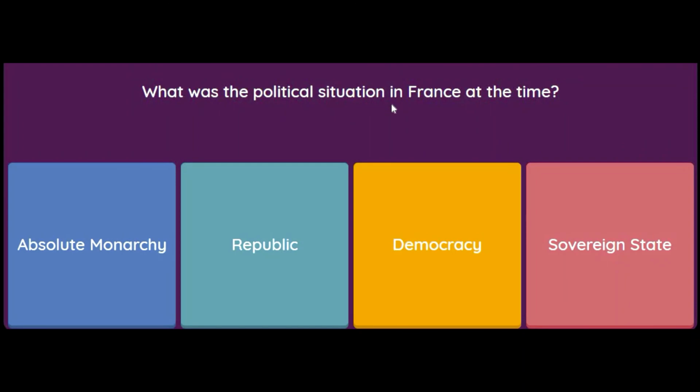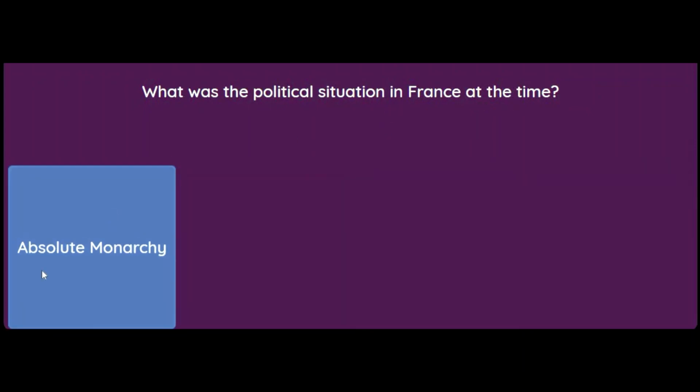What was the political situation in France at the time when this happened? Absolute monarchy, republic, democracy, or sovereign state? So we know, we have discussed it in a number of MCQs. At that time, France was under a total monarchy type of political situation. So the answer is absolute monarchy.